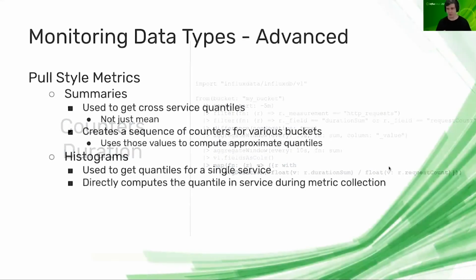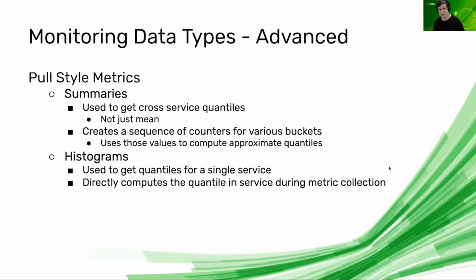Cool, so that was for averages. I want to call out two more advanced pull-style metric types here that you would probably want to use if you wanted to start to understand quantiles, like the 99th percentile or things like that, not just averages. More or less what they are is just a sequence of counters and sums that let you understand how many of a thing have taken place and how much data has built up in each of them.